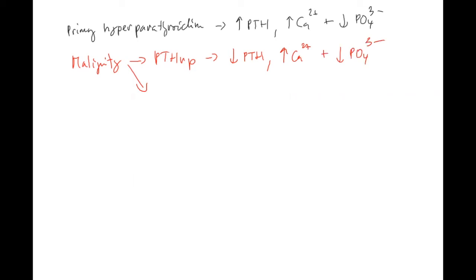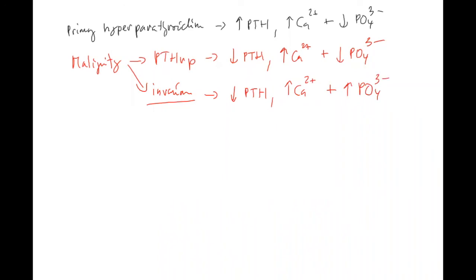Okay. In case the reason why you have hypercalcemia is bone invasion and lesions of the bone, then you should expect decreased PTH, increased calcium, and, because there's a lesion of the bone, phosphate's going to be up as well.